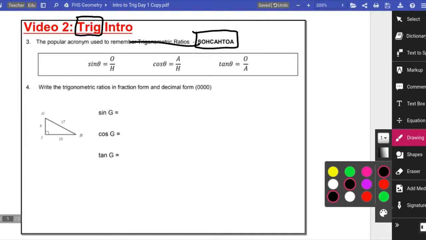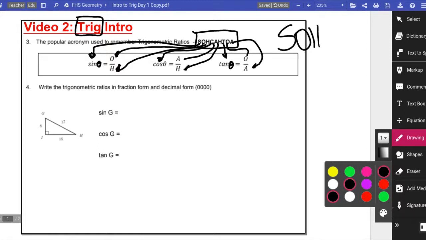SOHCAHTOA can help you remember so much. See this S for sine, the O, opposite over hypotenuse. So sine of whatever angle they give you is opposite over hypotenuse. Cosine, the C, equals adjacent over hypotenuse. You with me? Tangent of the angle, whatever they give you, will be opposite over adjacent. So if you want to just remember that, SOHCAHTOA, that would help.